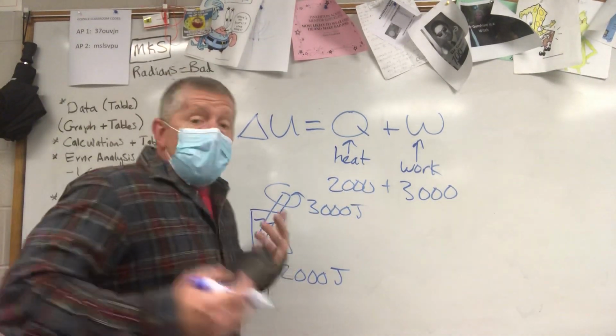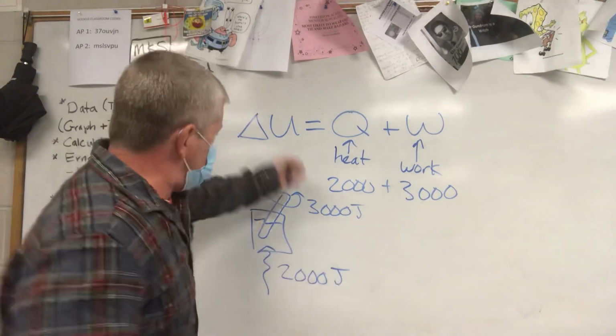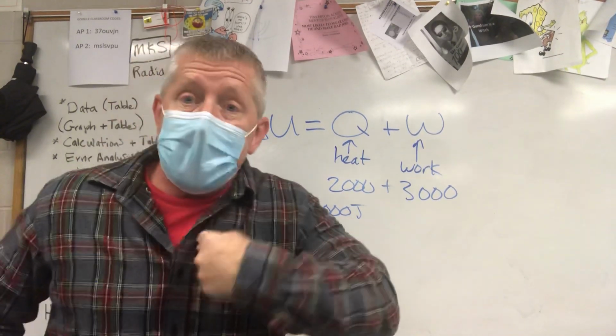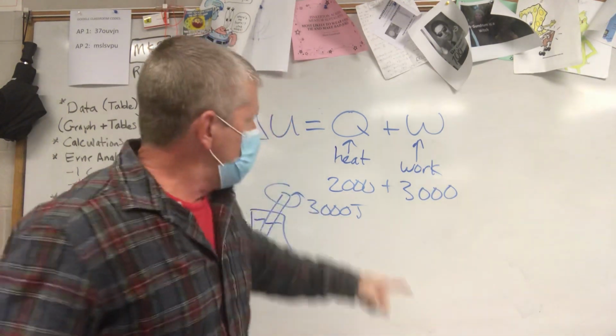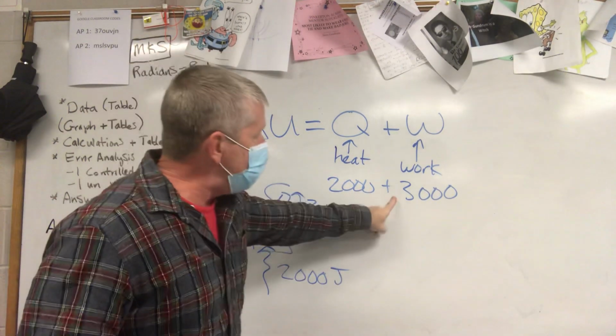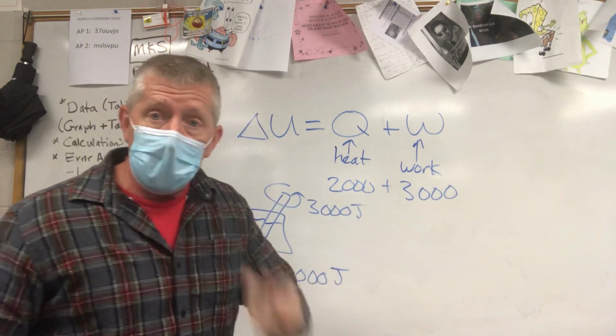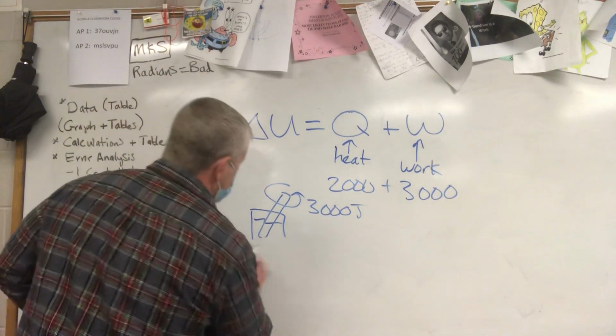Now, if I'm doing the stirring, that's work done by me, I lost 3,000 joules of energy. So my internal energy would have gone down. That would be a negative for me. I would have lost that energy. Okay.